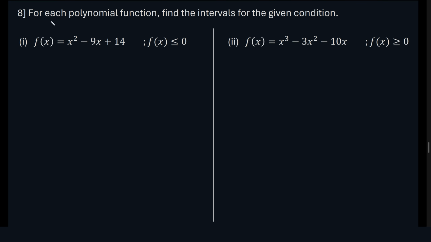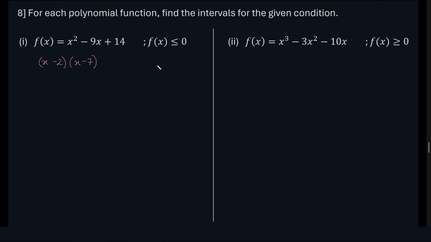Question 8. For each polynomial function, find the intervals for the given condition. First, f of x equals x squared minus 9x plus 14 for f of x less than or equal to 0. Now to solve these types of questions, we use the sign chart. But to make a sign chart, we need the zeros of the function. So let's factorize this first. If we multiply -2 and -7, we get positive 14. And if we add them, we get -9. So that's the factored form.